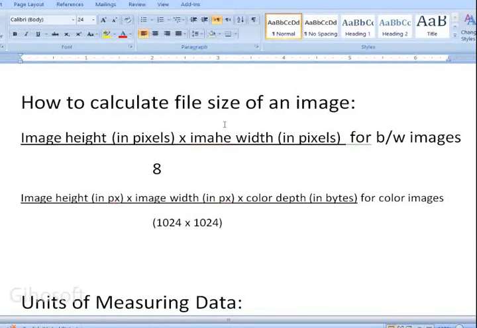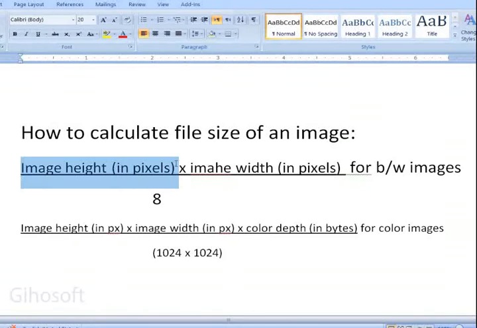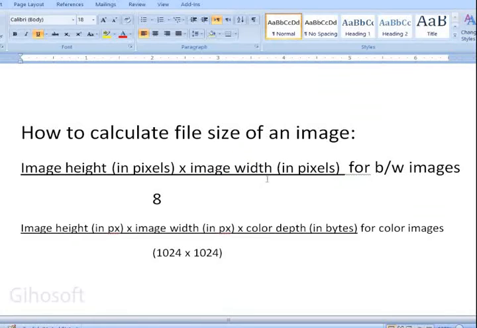If you have been given a black and white image, I have depicted it with B/W, then the formula is image height in pixels multiplied by image width, which would again be given to you in the question in pixels, divided by 8, in order to find the black and white image size in bytes. Whenever a question comes to measure the file size of an image, the least unit you would be asked to give your answer in would be bytes.